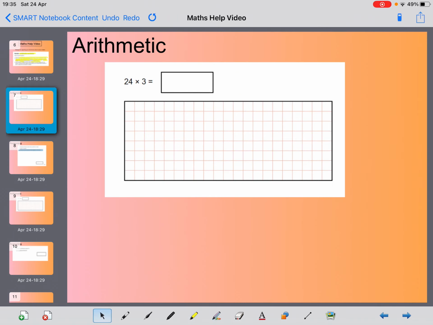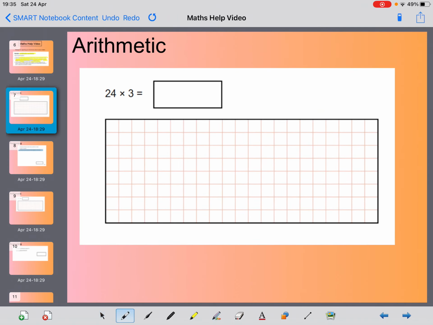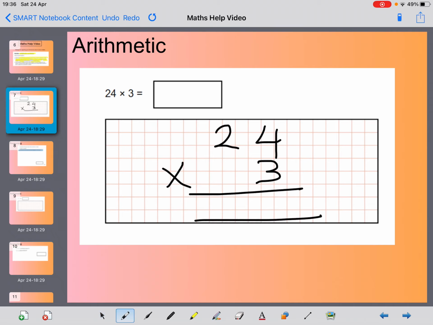So here we have 24 times 3. And this is how we lay it down, 24 times 3. So I start by multiplying the ones first. 3 times 4 is 12. I put down the 2 and I regroup the 1. My next step is to multiply the tens. 3 times 2 is 6 plus 1, 7. So my answer is 72. It is very important to always start with the ones, regroup if necessary, and then you multiply the tens next.